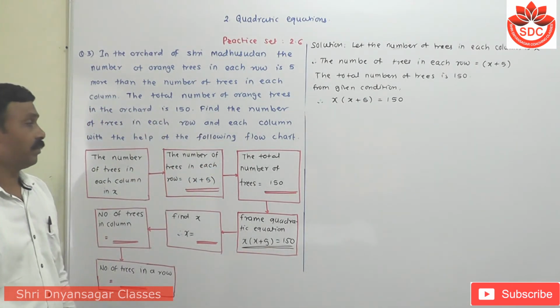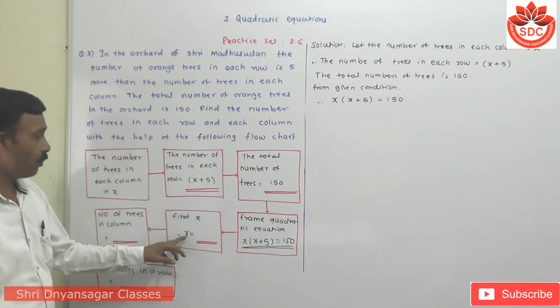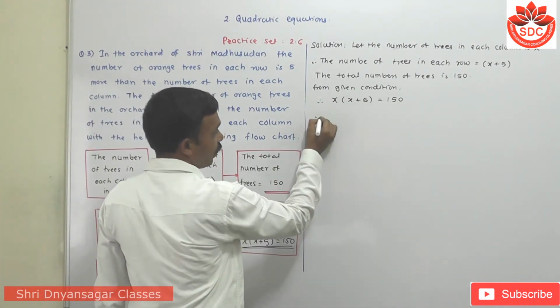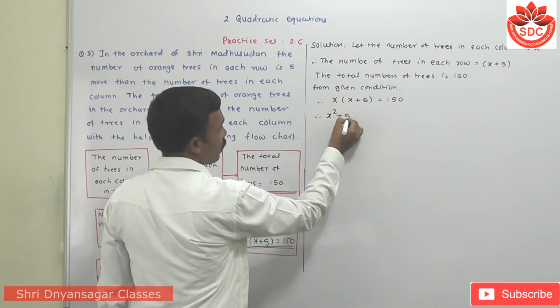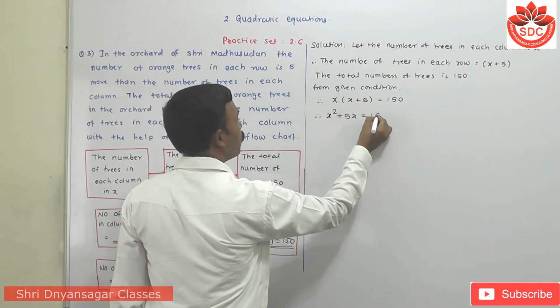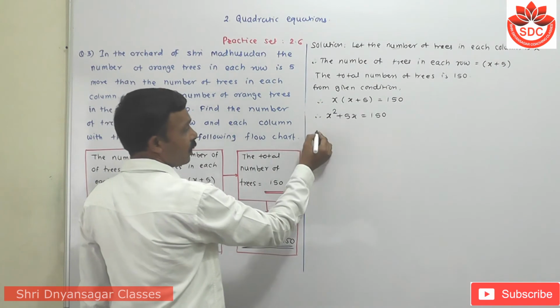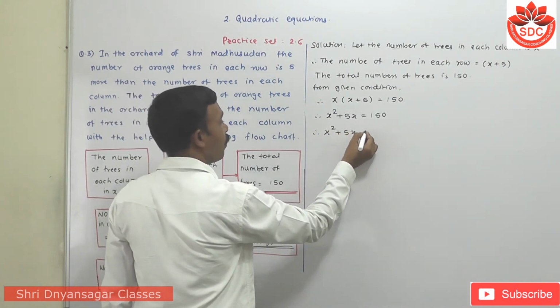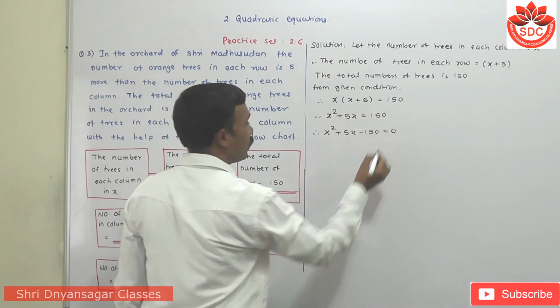Okay. Then find the value of x. That means we have to solve this quadratic equation. When we solve it, multiplying, we get x square plus 5x is equal to 150. Transpose this to the other side, we get x square plus 5x minus 150 is equal to 0.